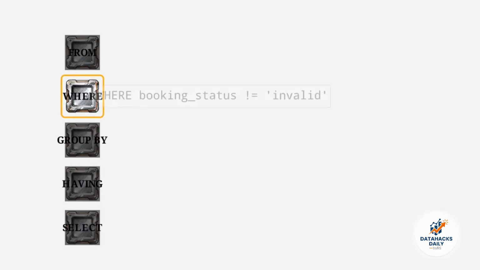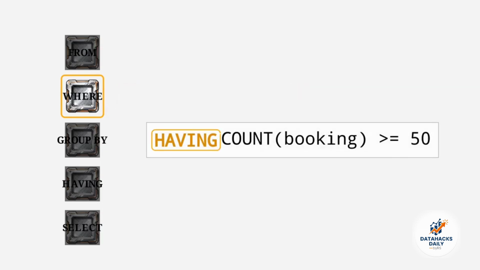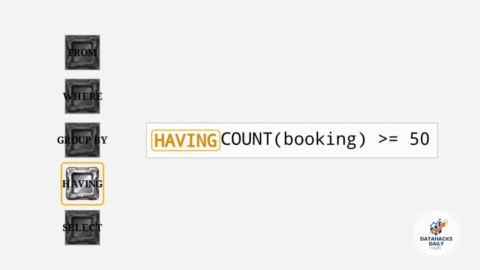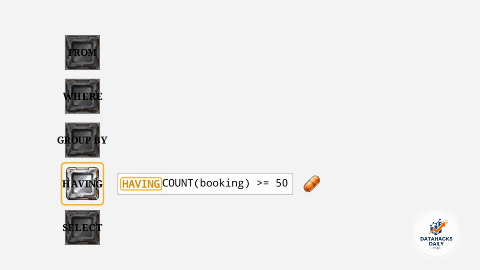The where clause executes before the data is grouped, which means you cannot use it to filter an aggregated column that hasn't been calculated yet. To filter based on booking volume, we use the having clause. Because having runs after the grouping step, it can correctly isolate our high-volume hosts.